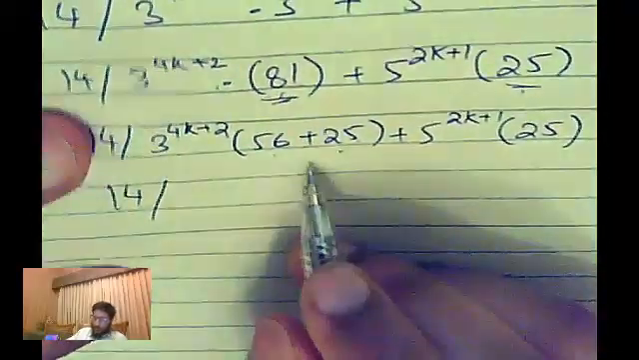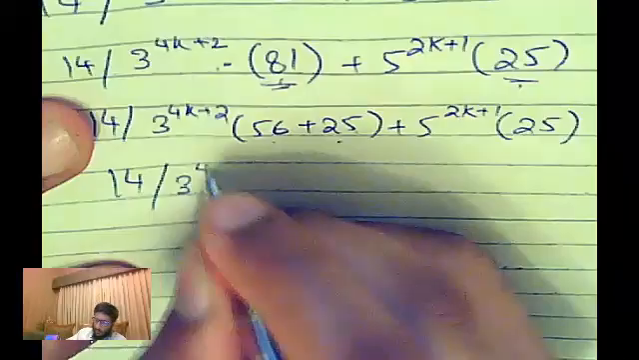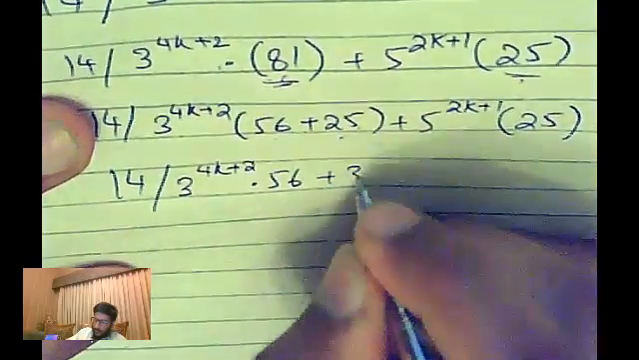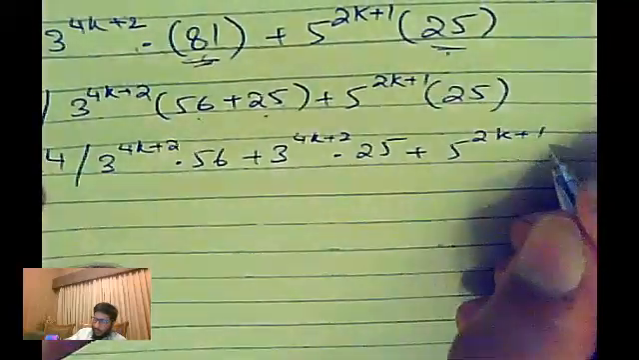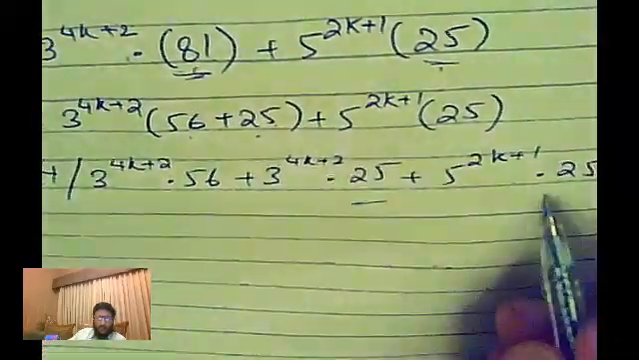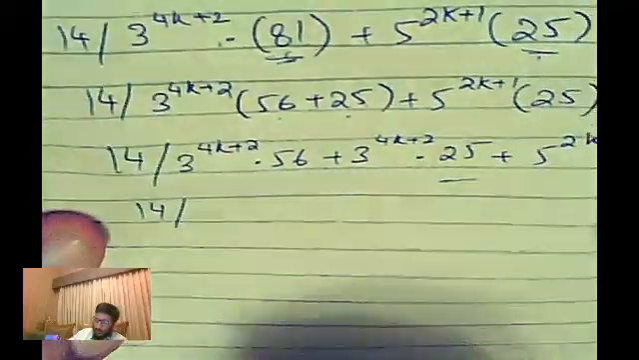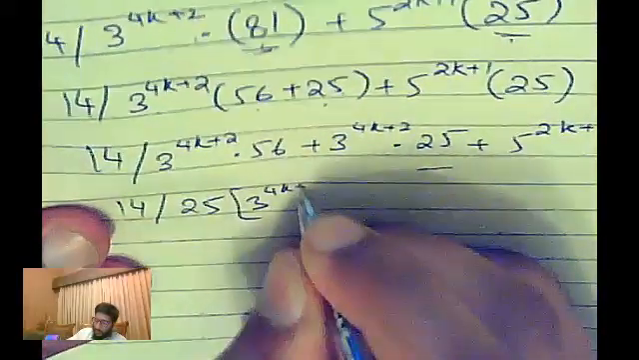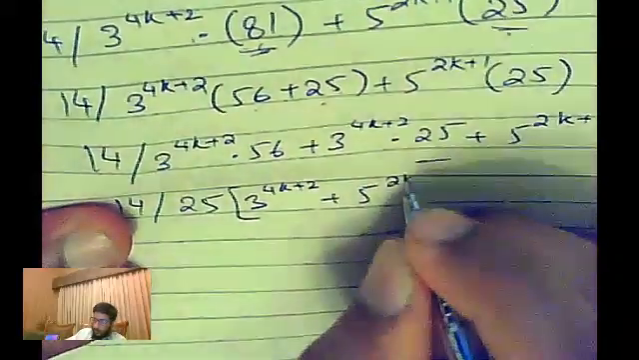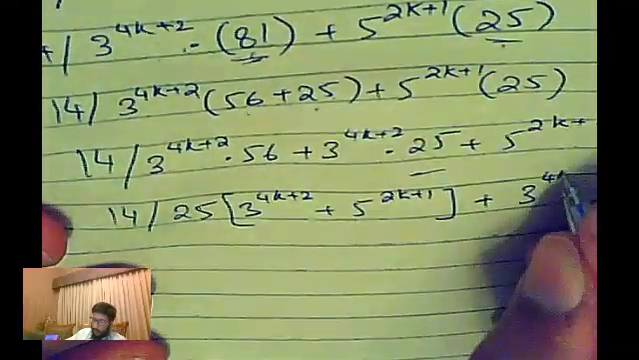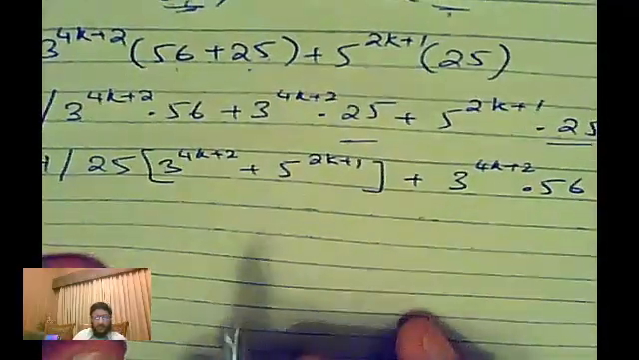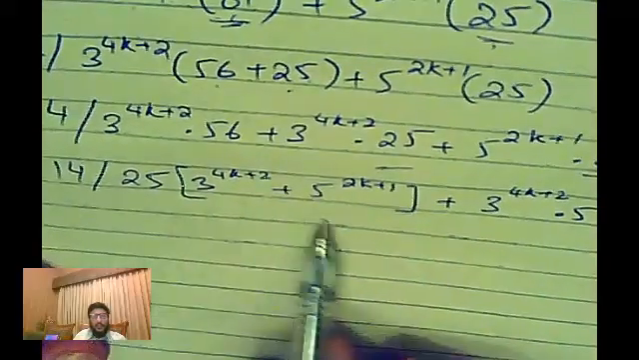And then we distribute this. 3 to the power 4k plus 2 times 56, plus 3 to the power 4k plus 2 times 25, plus 5 to the power 2k plus 1 times 25. And we take 25 common out of these. 14 divides 25 times 3 to the power 4k plus 2 plus 5 to the power 2k plus 1, plus 3 to the power 4k plus 2 times 56. Now we have this number that divides two numbers. This number divides two numbers.